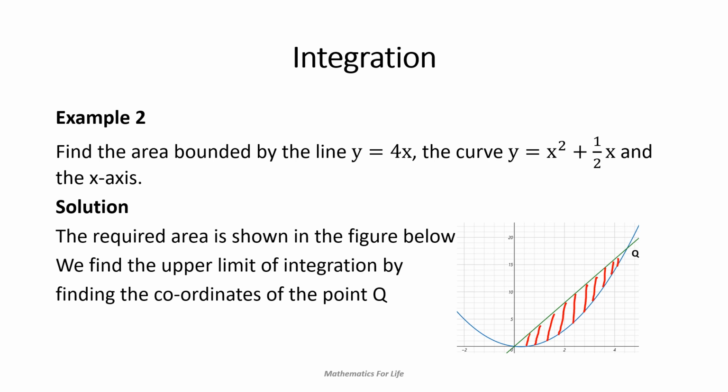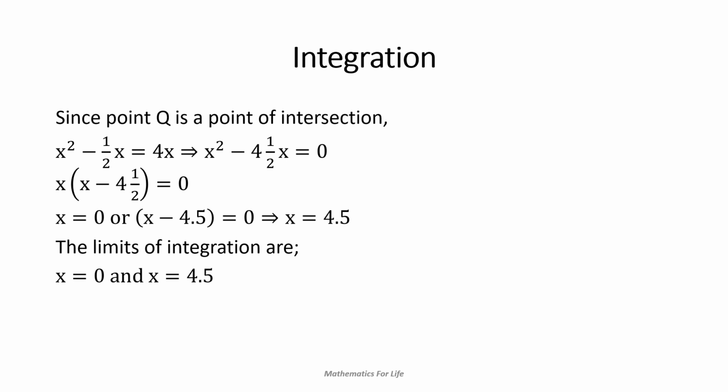Since point Q is a point of intersection, at that particular point the line and the curve are equal, and therefore we can equate their equations. So you are going to have x squared minus a half x equals 4x. And we are going to have the expression x squared minus 4 and a half x equals 0. So, x being common, we factor it out, and that gives us x times (x minus 4 and a half), as indicated here, equated to 0. That means x equals 0, or x minus 4.5 equals 0, implying that x is going to be equal to 4.5.